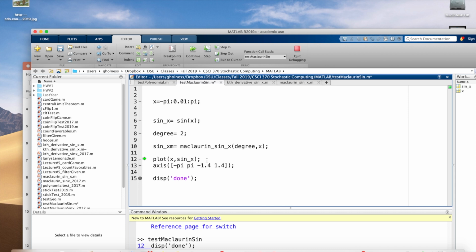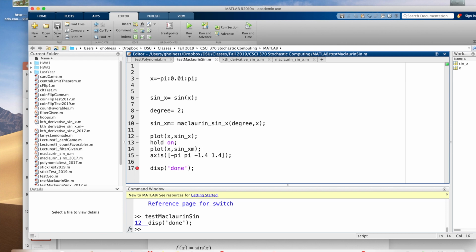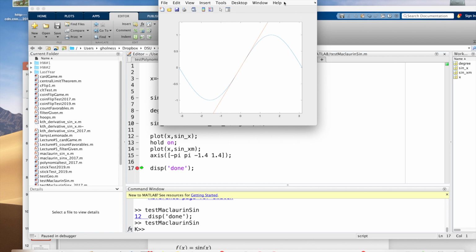So now we're going to plot sine x, then hold on, keep the graph, don't wipe it away, and plot anew: x against sine xm, which is the Maclaurin version of our sine wave. Okay, if I don't have any bugs, we'll see. What you'll see in one color is the original sine in blue because it's plotted first, and then the second one should be the approximation in red.